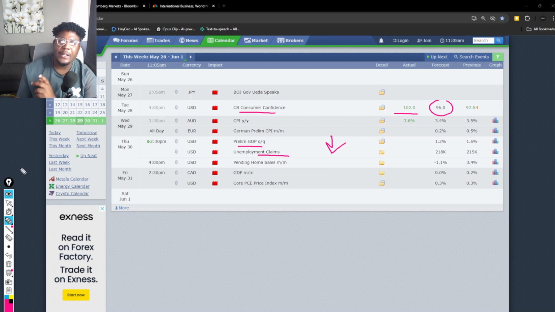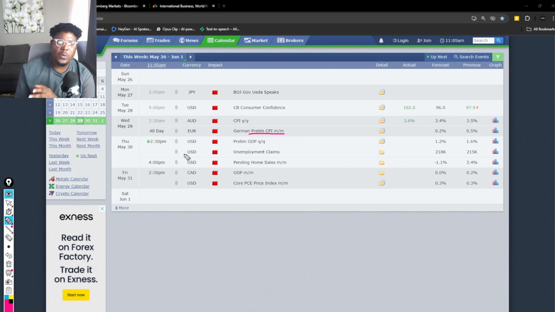So now, today it's Wednesday. We don't really have much from the dollar, but we expect CPI. Oh, it's all day. Okay, it's fine. So we will be waiting for tomorrow, which is going to be GDP, unemployment claims. We also want to see home sales here. So we have 3 events tomorrow.